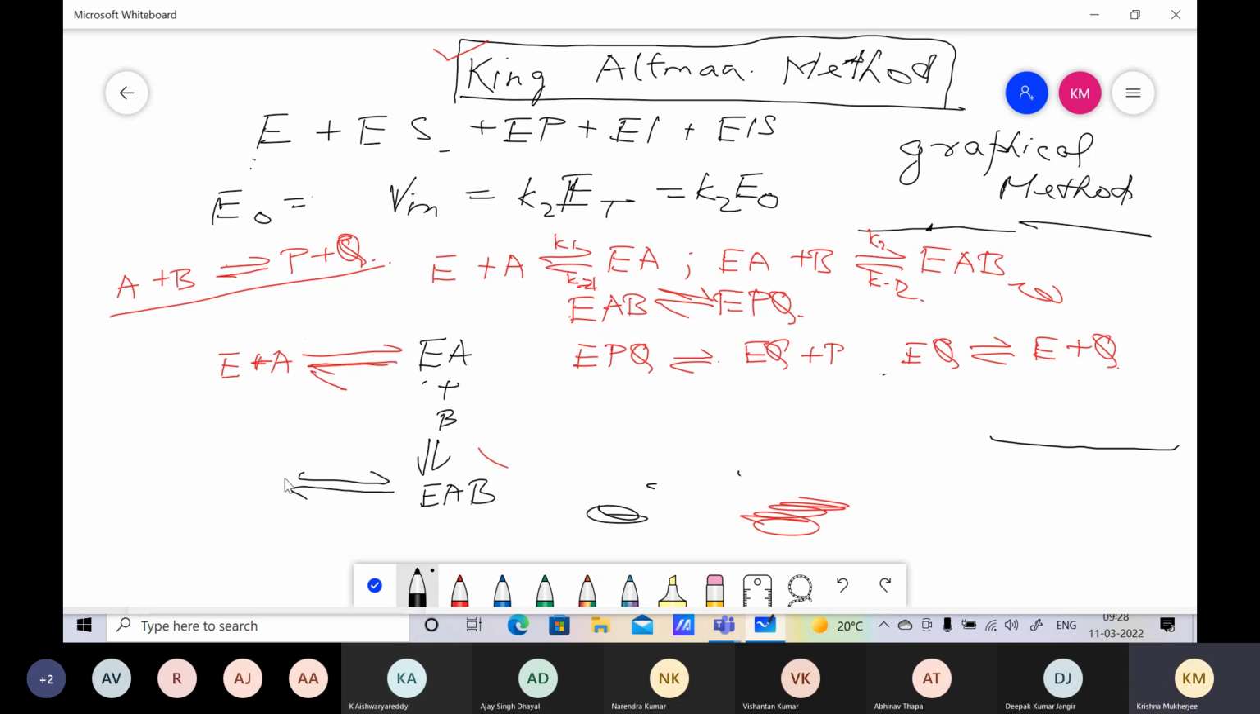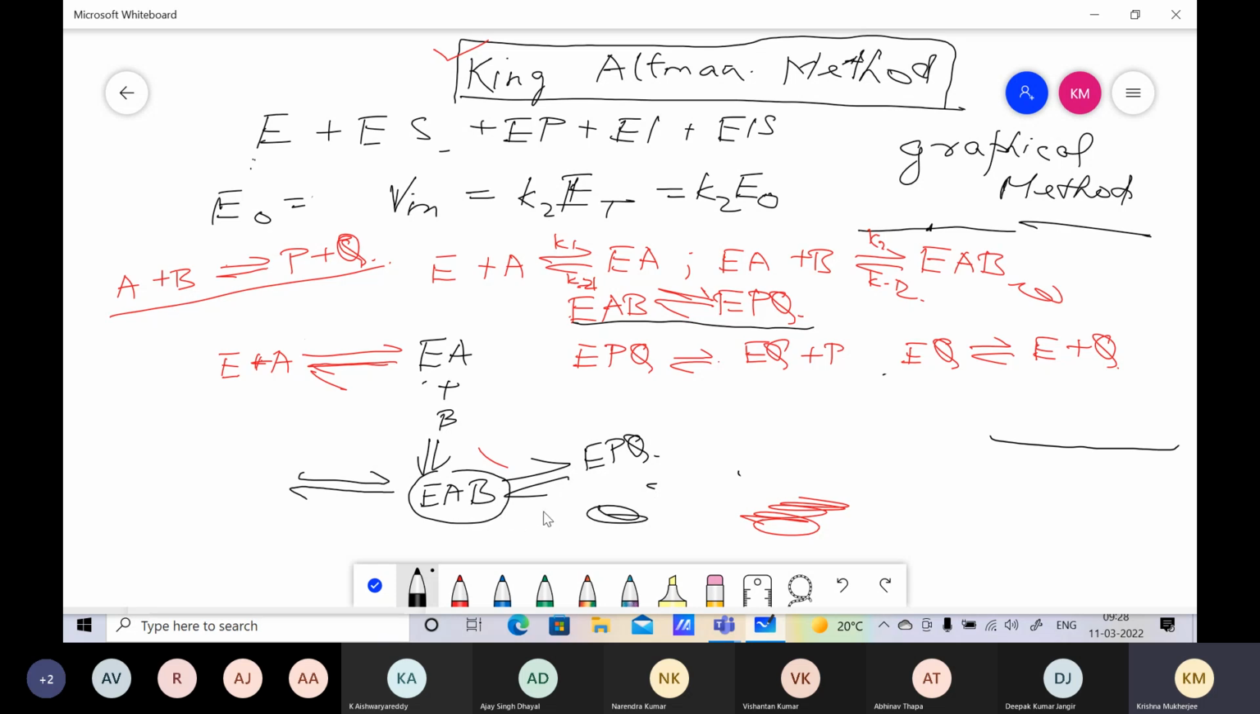Now EAB is having a very simple. Can you hear me, all of you? Yes, sir. EPQ. So this is an equilibrium reaction.